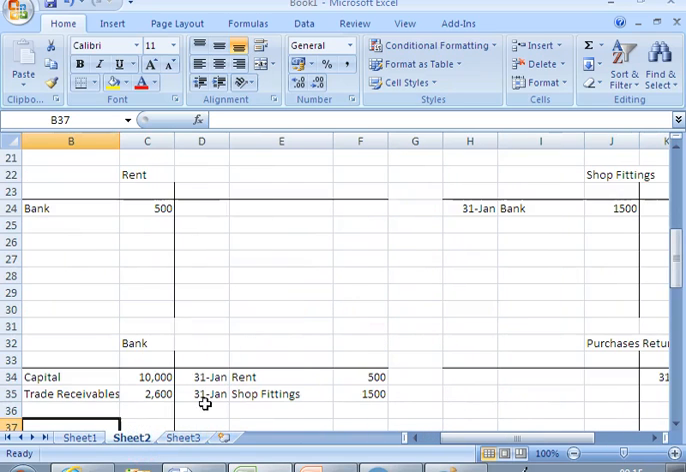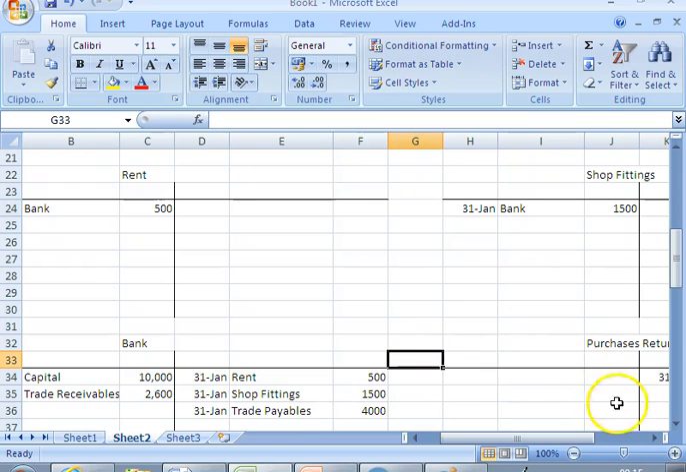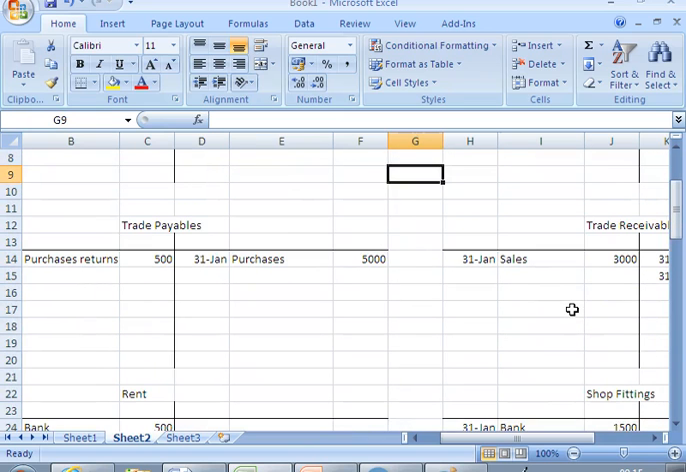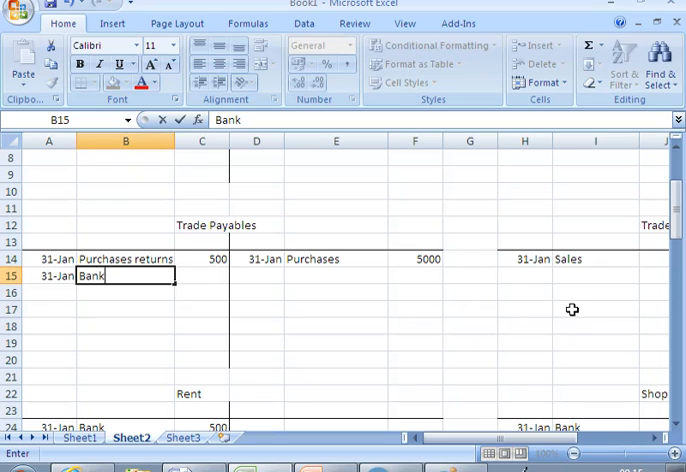So you have 31st of Jan, trade payables, $4,000. Then you need to find your trade payables, because that's the double entry. You have a liability coming down and your bank asset also coming down. 31st of Jan, bank, 4,000. You can just see the logic here.